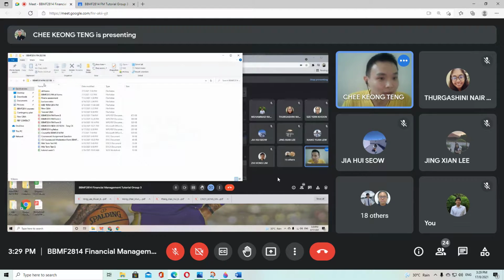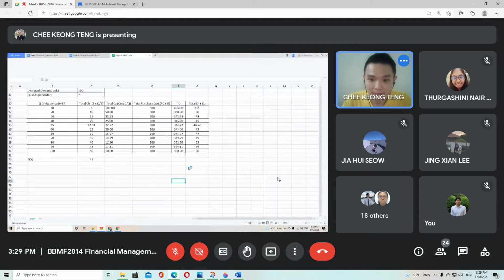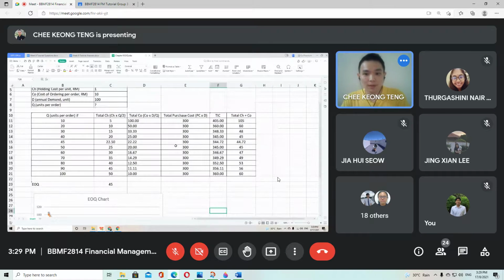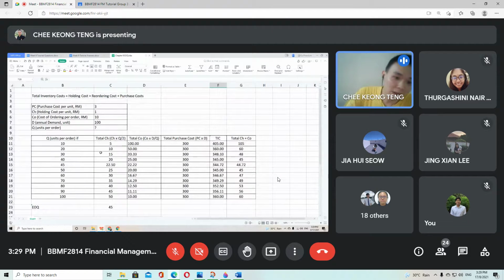Let's start with the other graph. Okay, so as you can all see, just a brief. I know that you all have learned that before, but just a quick revision on what EOQ is. Again, EOQ is basically the Q, units per order, that can result in the lowest cost.